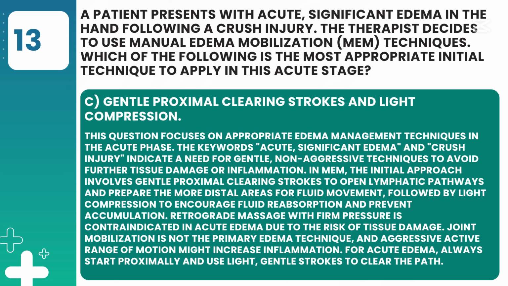Retrograde massage with firm pressure is contraindicated in acute edema due to the risk of tissue damage. Joint mobilization is not the primary edema technique, and aggressive active range of motion might increase inflammation. For acute edema, always start proximally and use light, gentle strokes to clear the path.